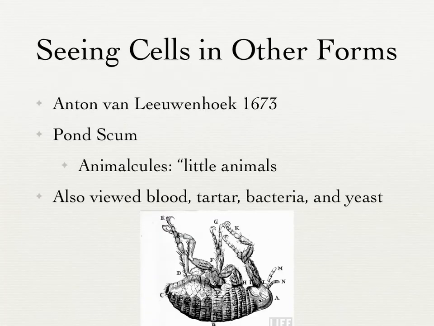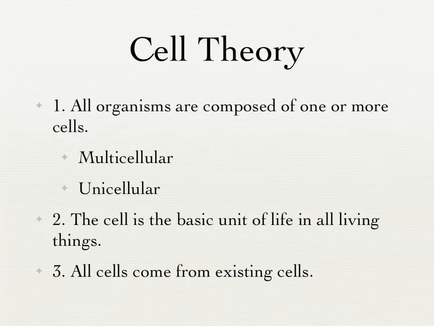Okay, Anton van Leeuwenhoek in 1673 was able to look at pond scum under a microscope, and he identified what he called animalcules, meaning little animals. He also looked at blood, tartar from his teeth, bacteria, and yeast.